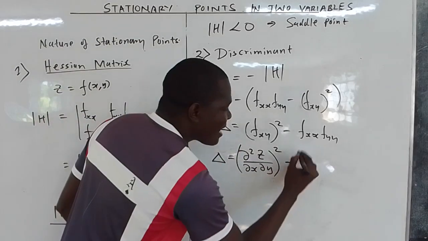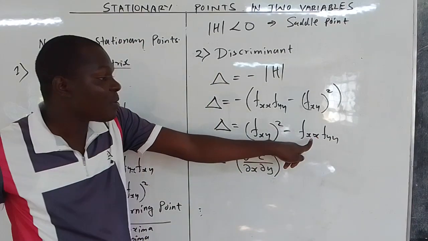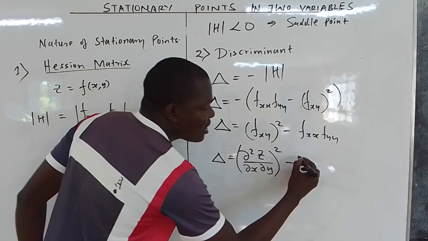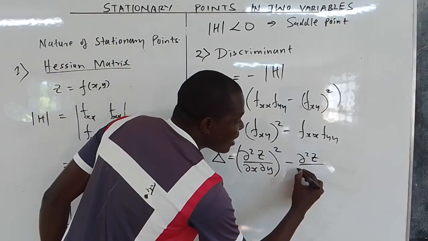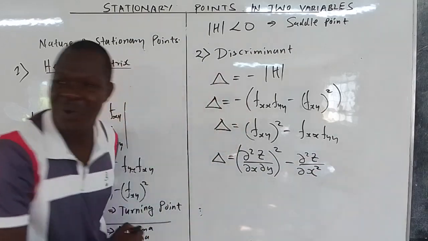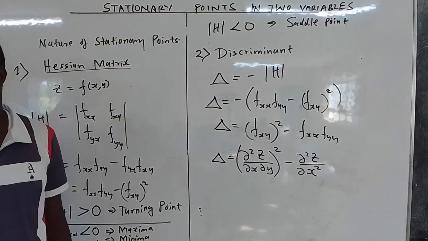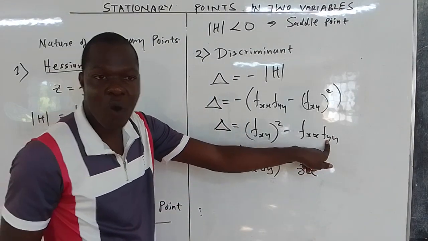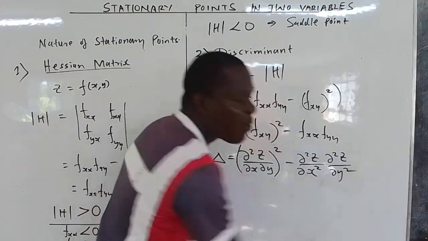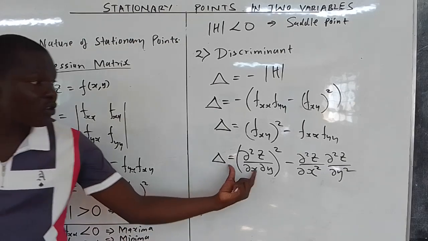Then it is minus. This one means you did partial differentiation twice with respect to x, isn't it? Meaning you differentiated for the first time with respect to x, and with respect to x again, meaning x squared, isn't it? Are we together? Then it is times f of y, which means you differentiated it twice with respect to y squared. So are you seeing how to define a discriminant?